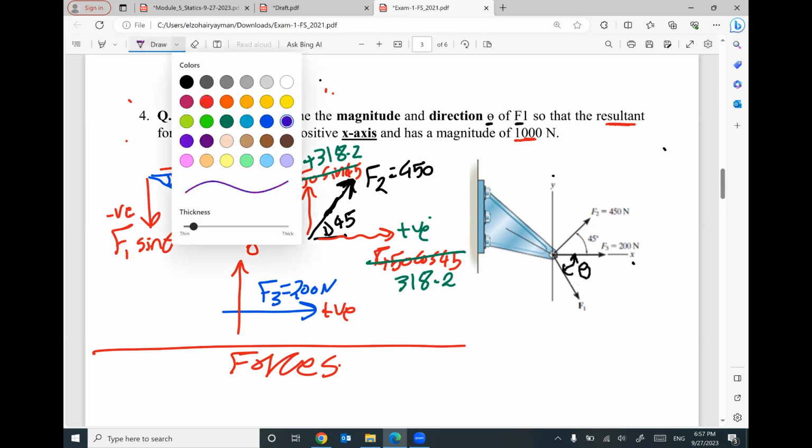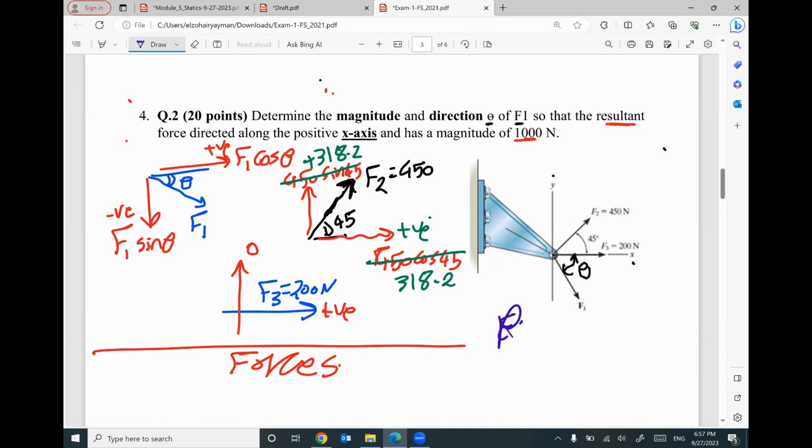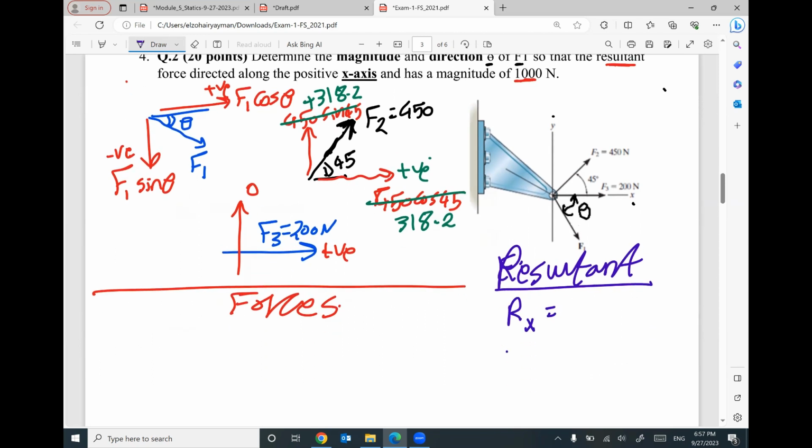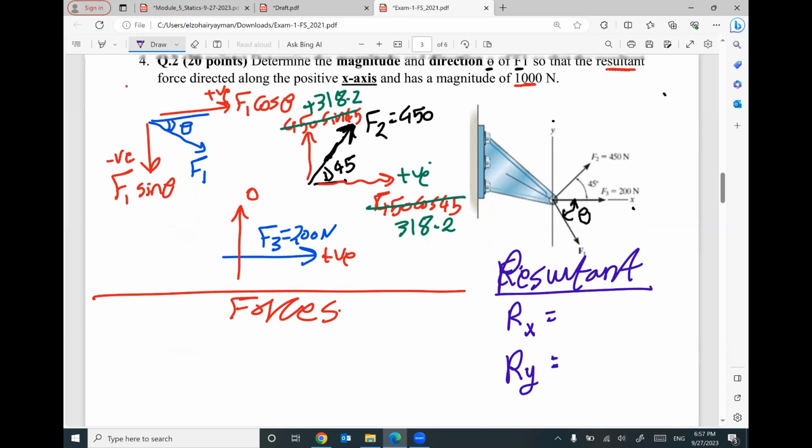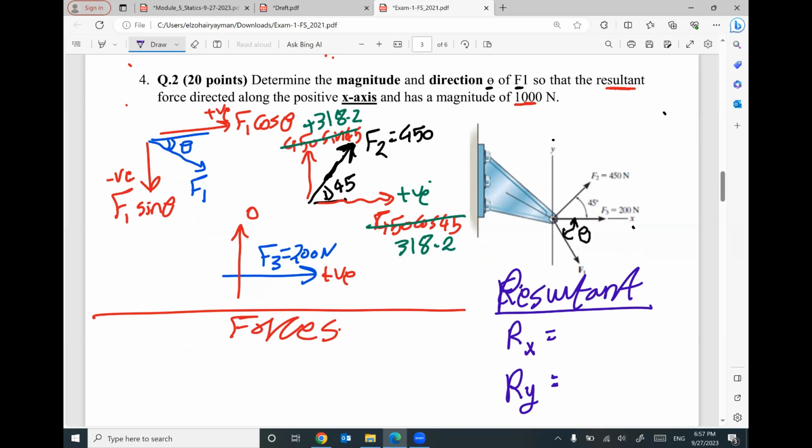We are given the equivalent, or the resultant, I'm sorry, the resultant. What is the X component of your resultant? What is the Y component of your resultant? You are lucky because the resultant force is directed along the positive X-axis only, and has a value equal to 1000. That means the X component is positive 1000, and the Y component of the resultant is 0, because the final resultant is in the X direction.